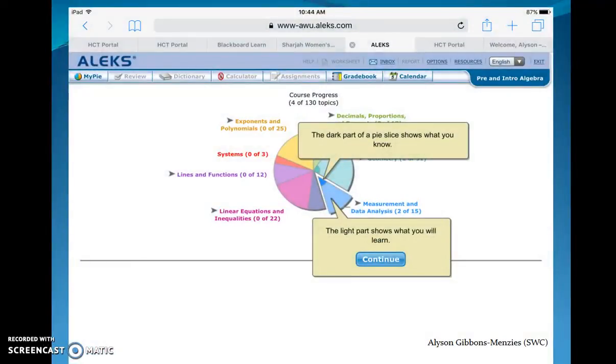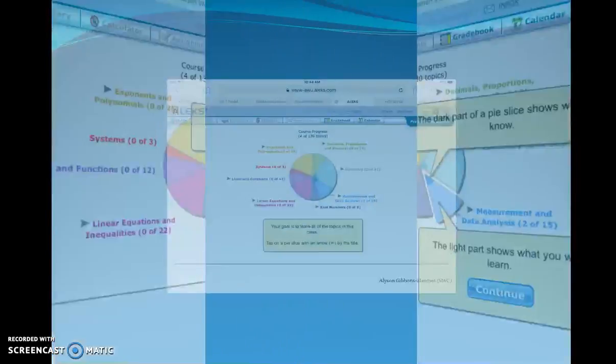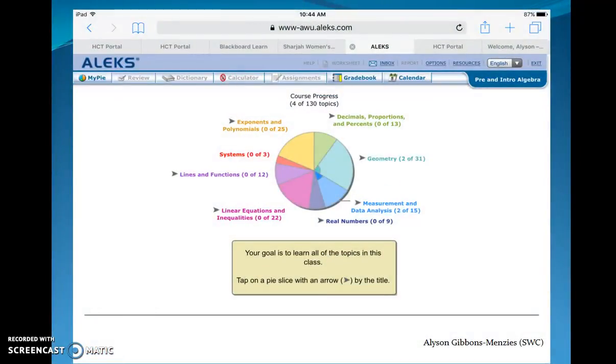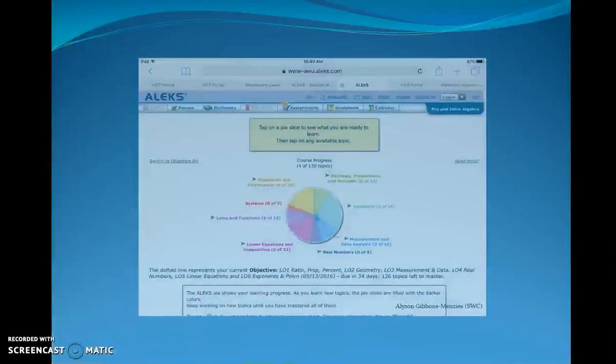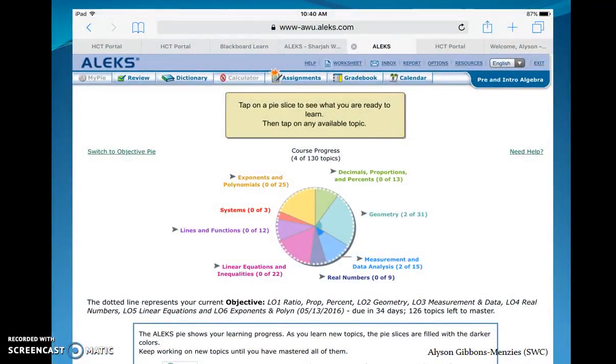Now if you look at one slice, the dark area shows what you already know. The light area shows what you need to learn. And your goal is to learn all the topics in your pie. Aleks will tell you to tap on a pie slice to see what you are ready to learn. So let's tap on decimals, proportion and percent.